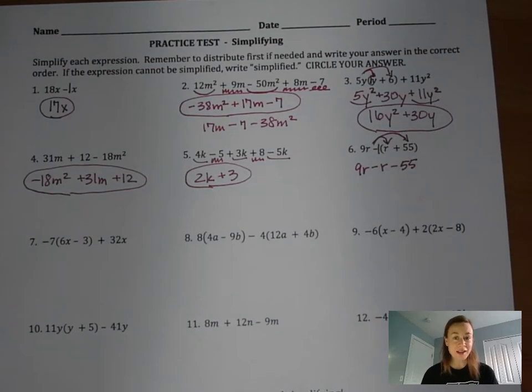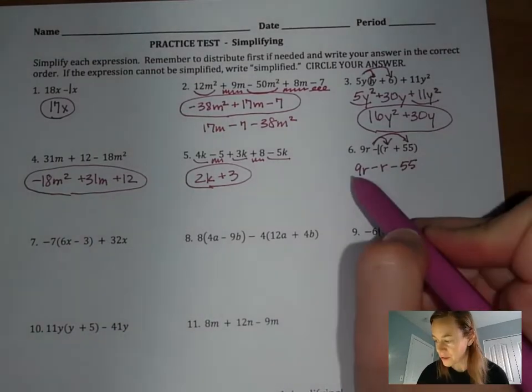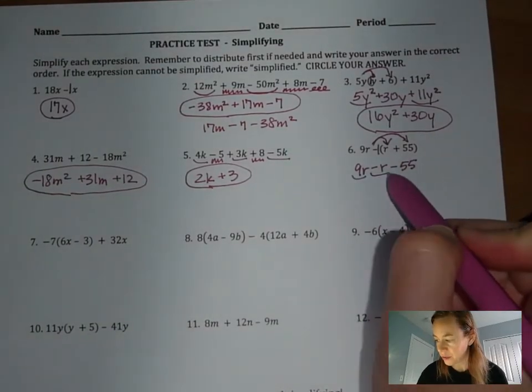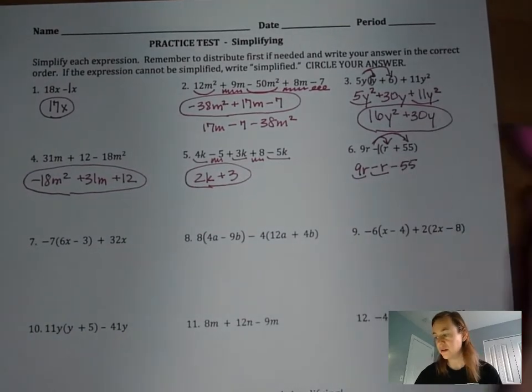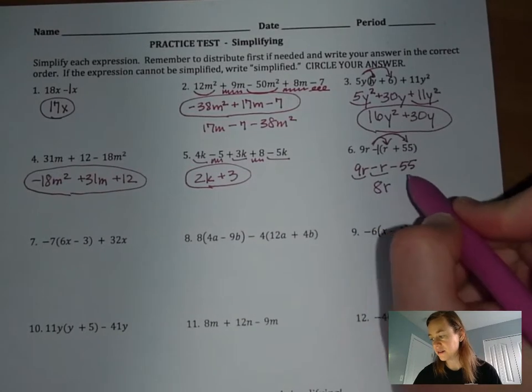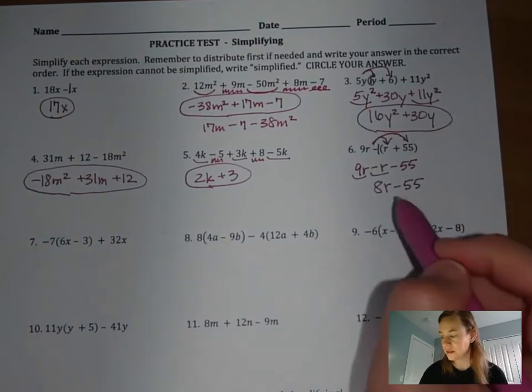Now we're done distributing and we're going to simplify. Looks like we have a term with an R here and another term with an R here. 9R minus 1R gives us 8R. And we're bringing down the minus 55. And that's all we can do. We are done.